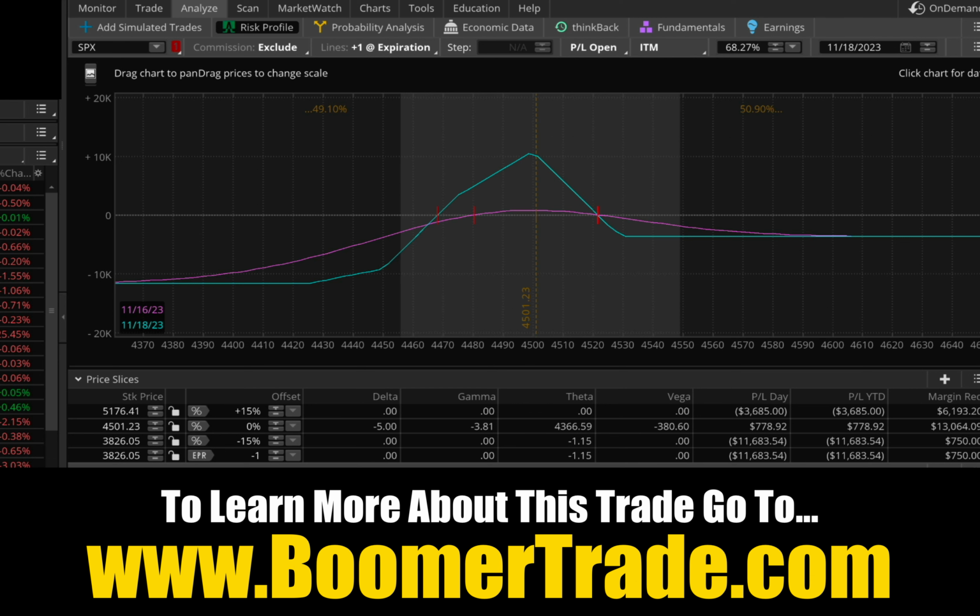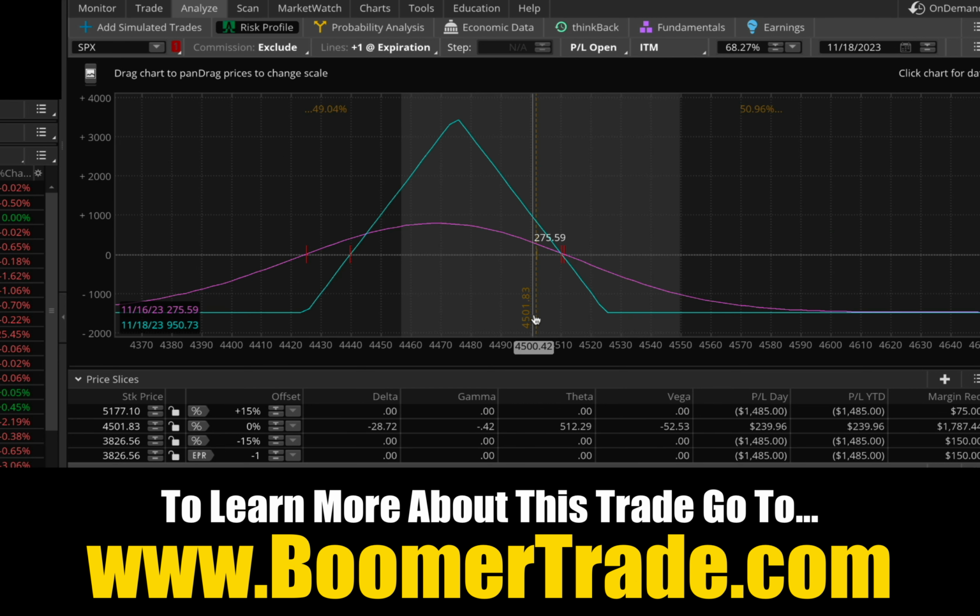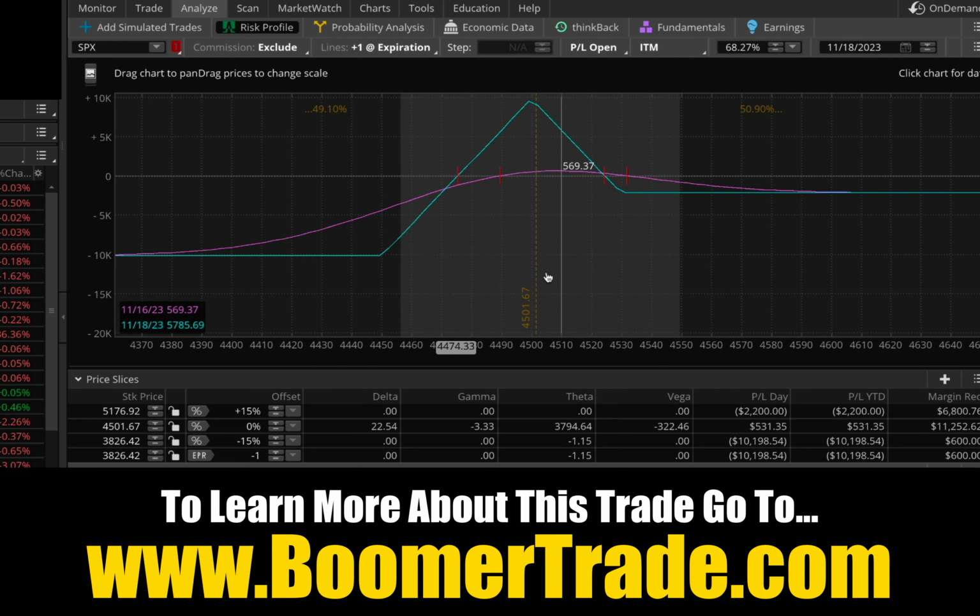So let's break this structure apart and look at the 2 different butterflies that make up this structure. So here's one piece of it here. This is like an equals on either side butterfly. You can see this position by itself is up $275. And this position is combined with this one, which is more of a broken wing butterfly.